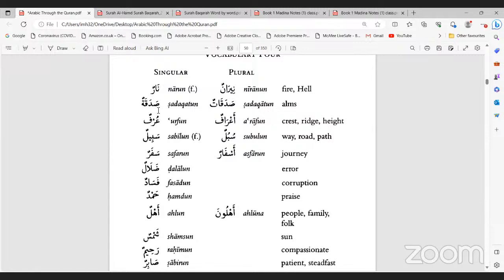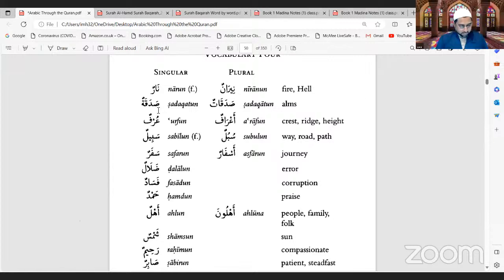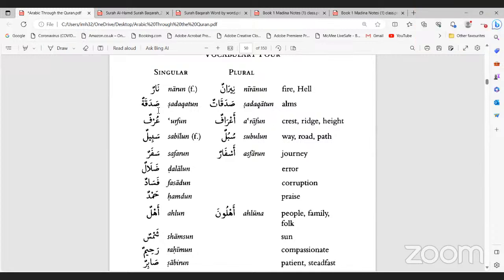Sadaqatun. A'lam. A'rafun is a simple word. It's uruf, heights. Yep. Sabilun, subulun: way, road, path. Safarun, asfarun: journey. Zalalun.